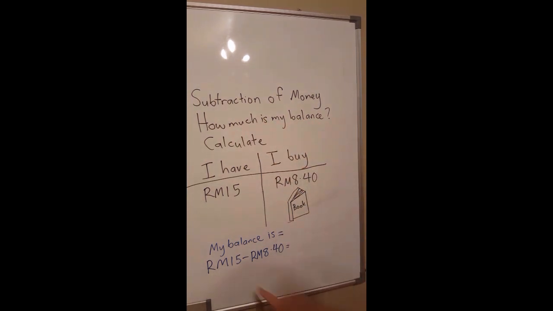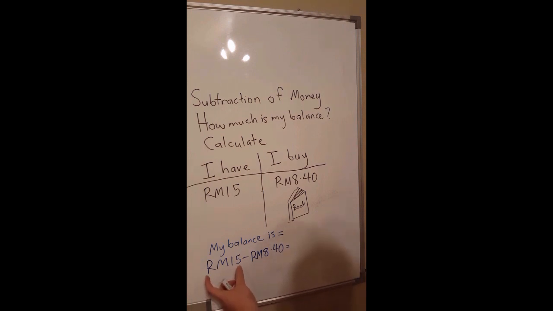So, first, we need to write the number sentence, right? RM 15, which is the amount of money that I have, minus the cost for the book, 8 ringgit and 40 cent. Alright? Now, we need to align these two values properly for us to perform the subtraction.